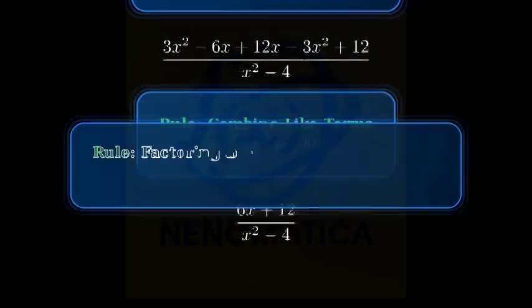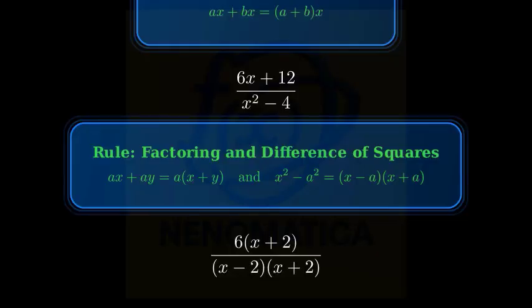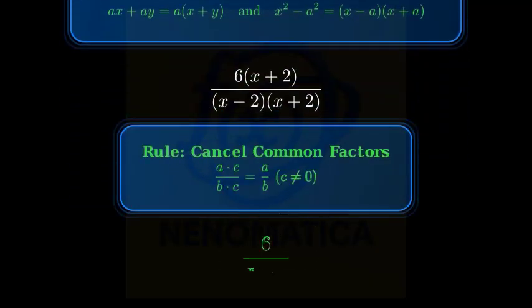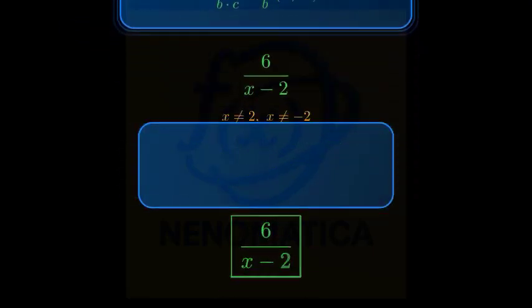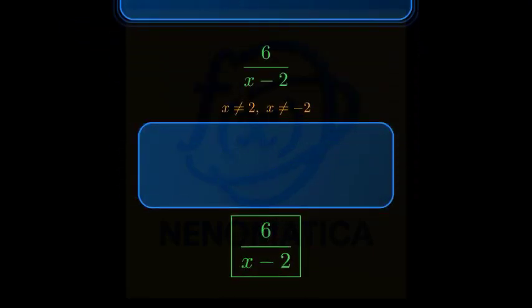Step 4. Factor both numerator and denominator. Use a greatest common factor in the top and difference of squares in the bottom. We get 6 times (x plus 2) in the numerator, and (x minus 2) times (x plus 2) in the denominator. Step 5. Cancel the common factor x plus 2. We are left with 6 over x minus 2. Note that the domain excludes x equals 2 and x equals negative 2 from the original expression. So the simplified result is 6 over x minus 2 for x not equal to plus or minus 2.